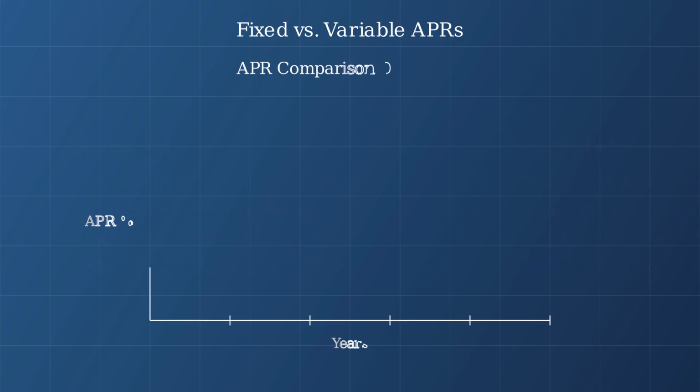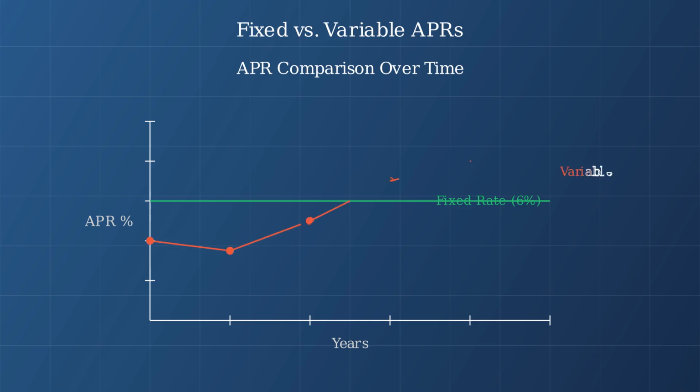Let's compare how fixed and variable rates might perform over time. This graph shows a fixed-rate APR at 6% that remains constant throughout the loan term. In contrast, this variable rate starts lower at 4% but fluctuates with market conditions. Notice how it eventually exceeds the fixed rate after the third year, demonstrating the potential risk of variable rates.